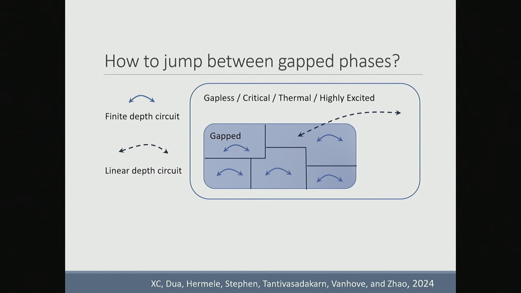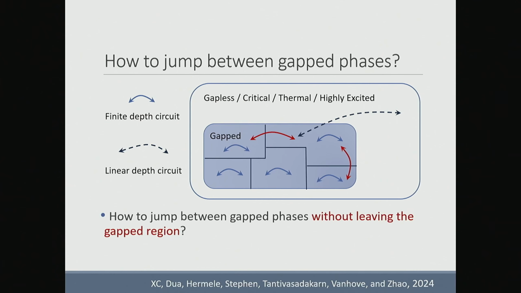What we are asking for is very simply that we want to move between gap phases, but we don't want to leave the low energy region, right? Because in condensed matter, we want to stay in zero temperature phases. We want to stay at very low temperature. We want to stay at very low energy. And we don't want to get to very high energy thermal states or excited states. So the generic linear depth circuit would be this dashed black line that takes us all the way to the outside world, while we want to stay on the ground, but just jump between islands. So the question is how to jump between gap phases without leaving the gap region.